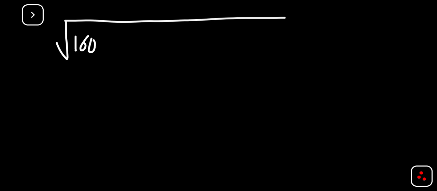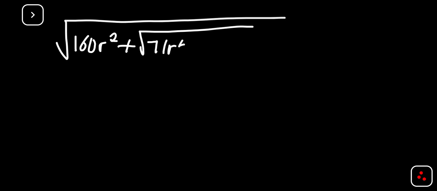Now the question is to simplify the square root of 160r to the power of 2, plus the square root of 71r to the power of 4, plus another square root of 100r to the power of 8. Now this is not a hard problem. You just have to start from the simplest part.